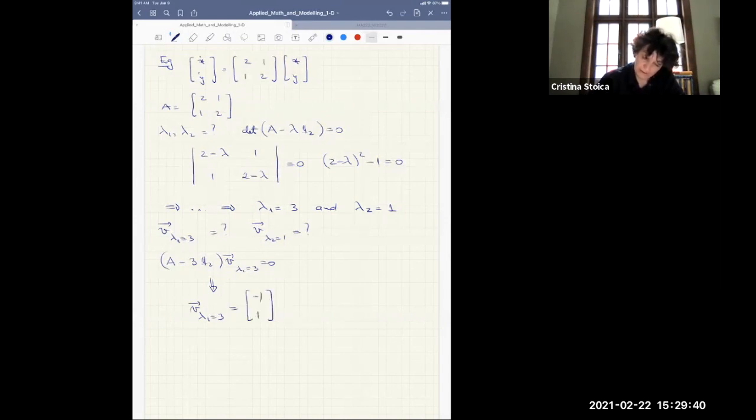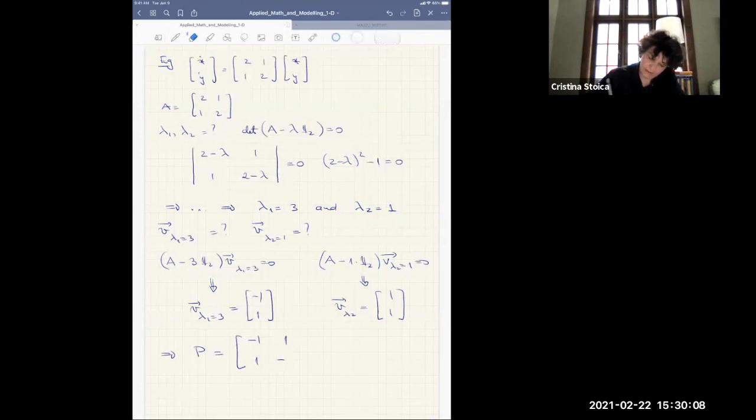However you want to do it, I advise you to review this. And then for this one, A minus 1 times I2 times v lambda 2 is 1 equals 0. So again, we're going to find this to be 1, 1. So P, that matrix, is minus 1, 1, and 1, 1. I'll just solve this now and stop here today.